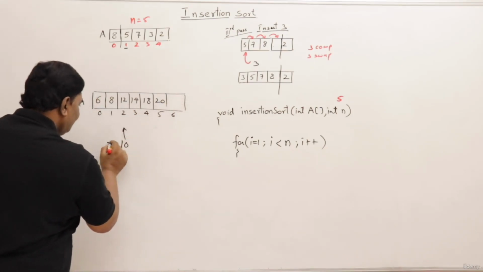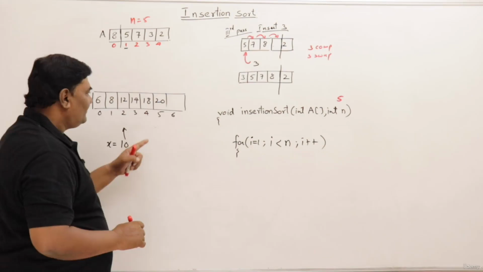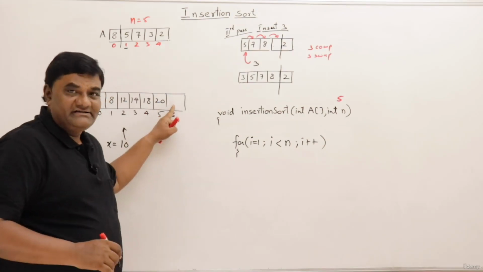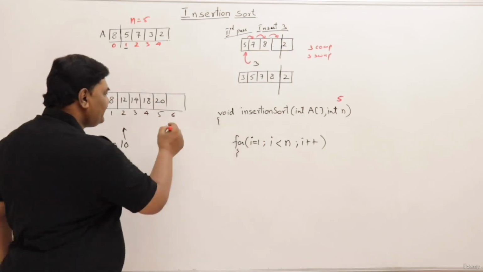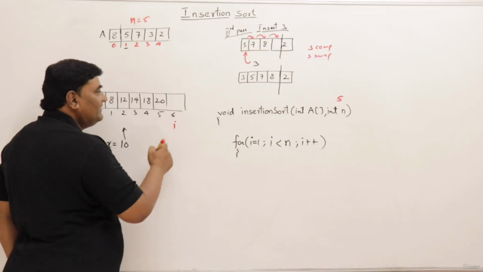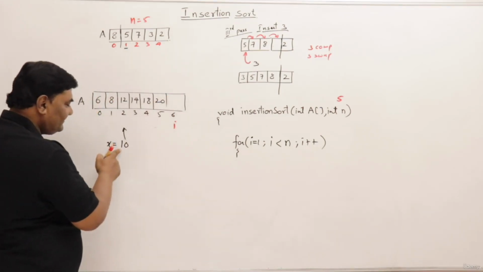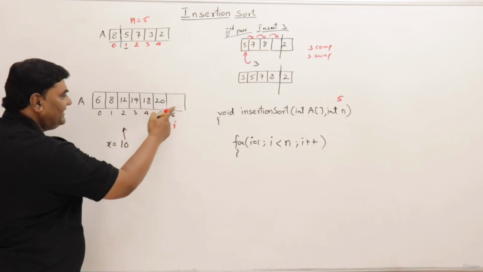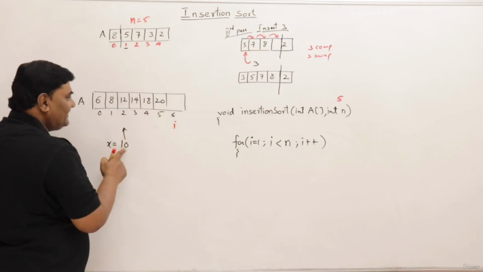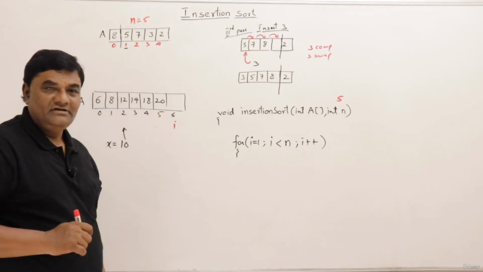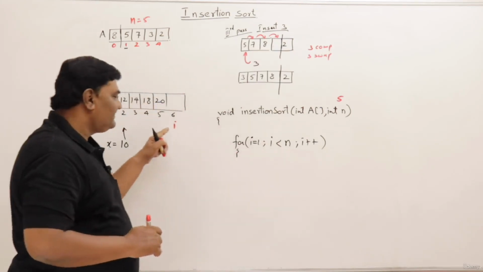So take out 10 in some variable, let us say x. So right now I am inserting this element. So this i is present here. i is pointing here. So this is the element that I am inserting. So that element I have taken in x. Now I have to shift the elements and make this 10 insert in a sorted position. So right now this i is on 6.